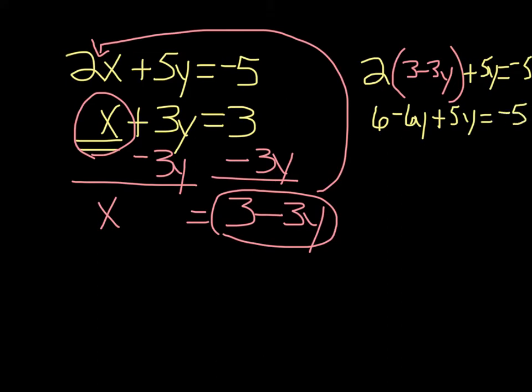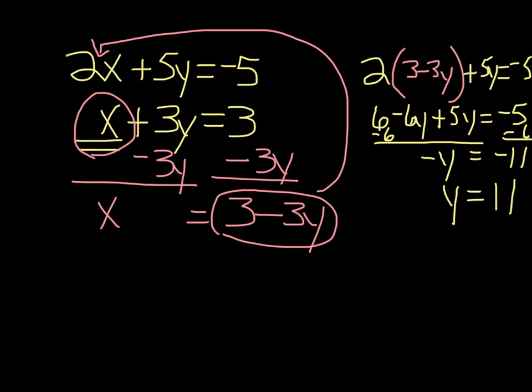We'll combine like terms on the left side, so negative 6y plus 5y is negative y. Move our 6 to the other side by subtracting it. If we subtract 6 from the left side, we subtract 6 from the right side. Negative y equals negative 11. So that means that y equals 11. So there's the y value of the point of intersection. Now, how do we find the x value? Because we are looking for an ordered pair.